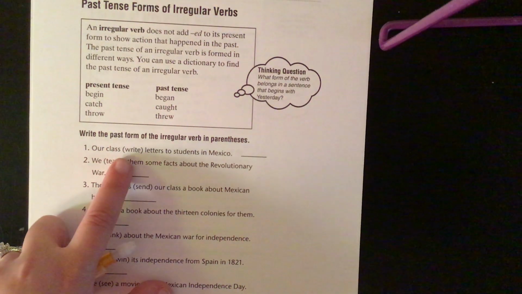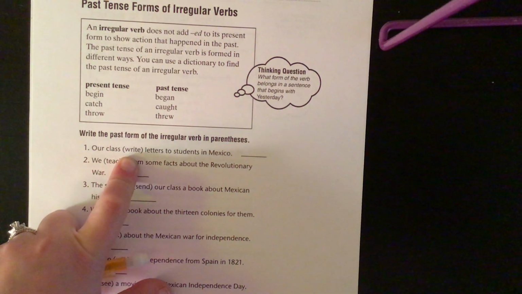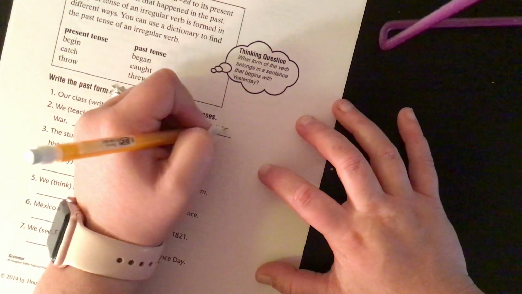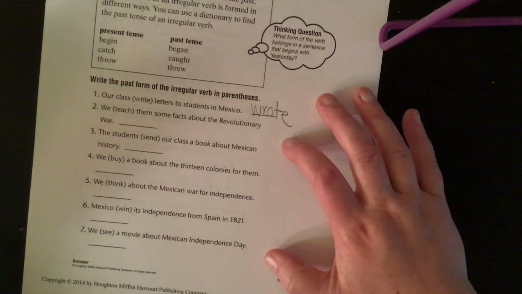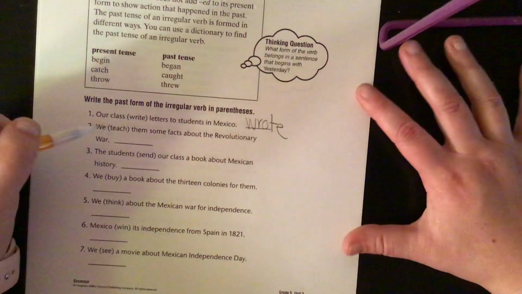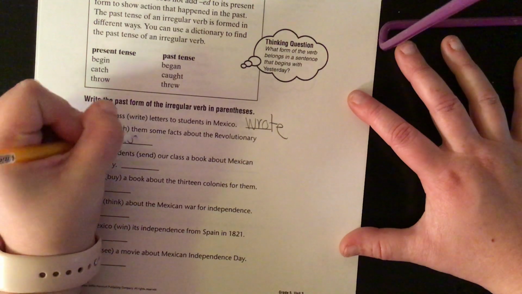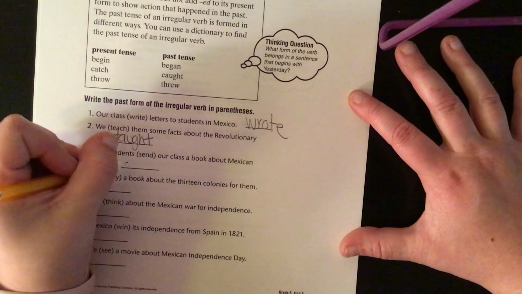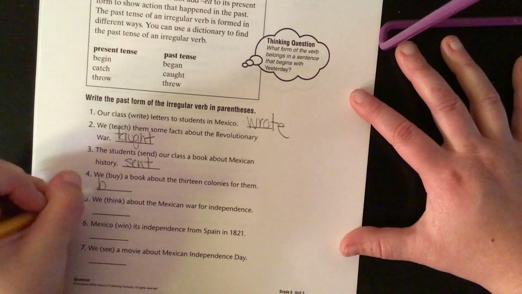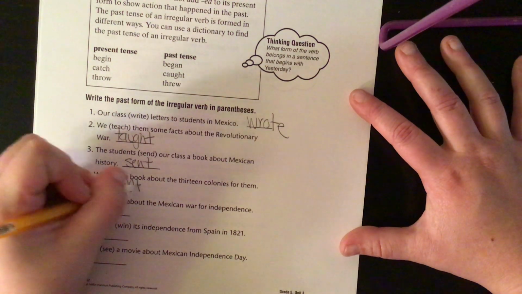So our class write letters. So what is the past tense of write? We know it's wrote. Okay, it's irregular verbs. It's just like we did on Monday with the regular verbs, but we're doing irregular. Teach is taught. Send is sent. Buy, bought. Okay, so that's what we're doing there.